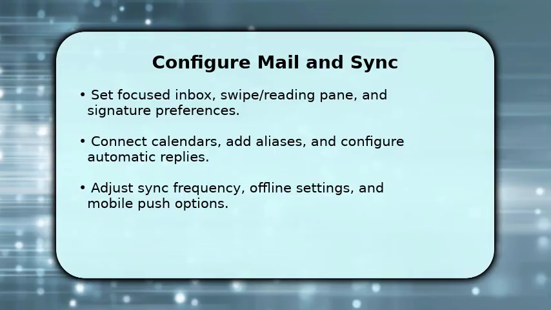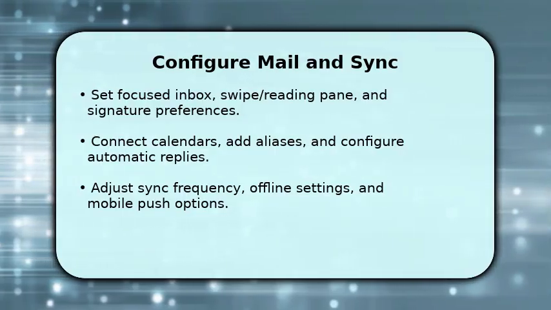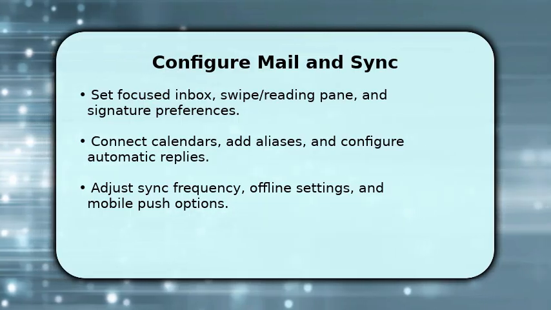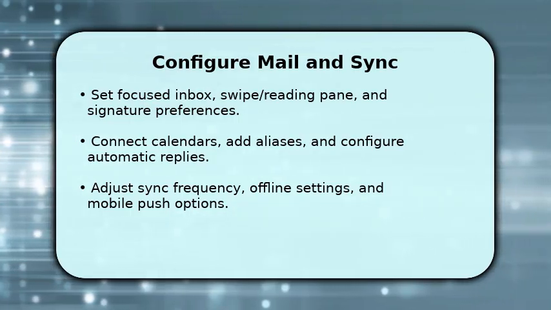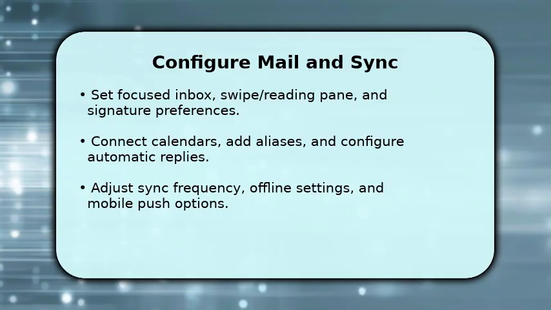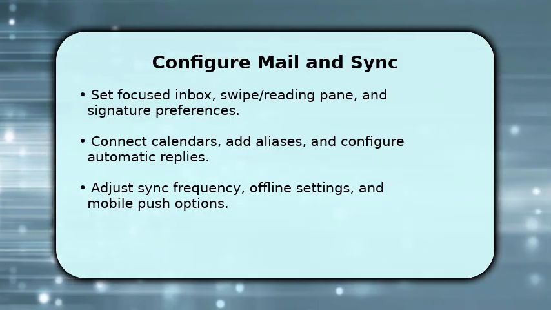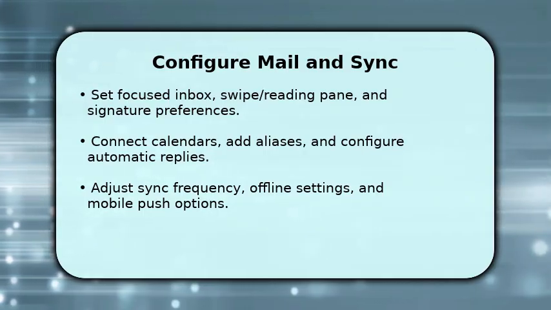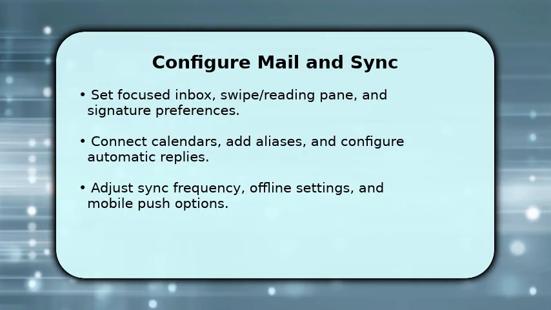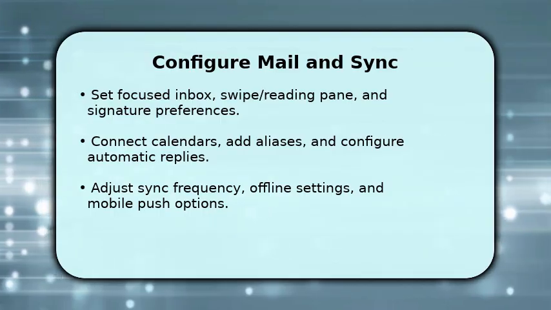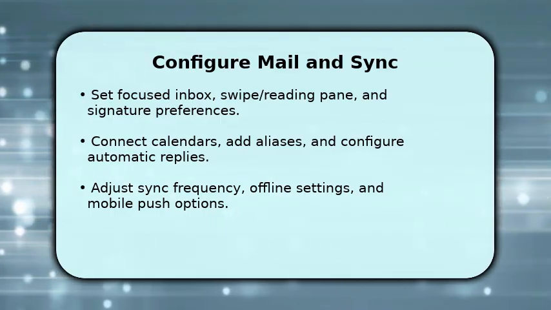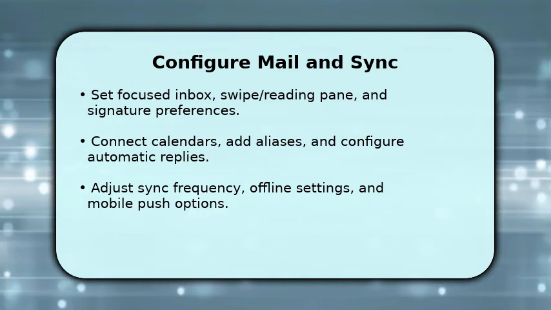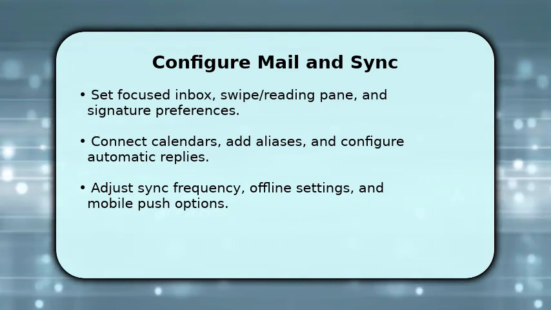Once signed in, customize how mail arrives and displays. Enable or disable focused inbox to prioritize messages, set reading pane and swipe behavior, and create a professional signature. Then link calendars and add aliases or shared mailboxes by selecting account settings. Make sure sync frequency and offline caching match your needs so messages appear when you work offline. Also set mobile push options if you use a phone. These steps ensure reliable delivery and a consistent experience across devices.